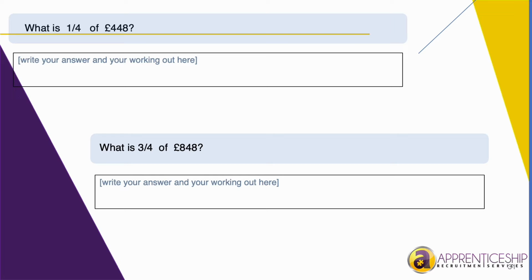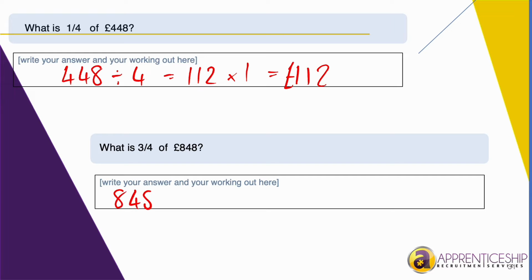So a quarter of 448. We divide it by 4. So 448 divided by 4 gives us 112. We times it by the top number, which is 1. It's not going to change anything. It's 112. So 3/4 of 848. So divide that by 4. So 848 divided by 4 gives us 212. Times that by 3, which is the top number, gives us 636 as our answer.